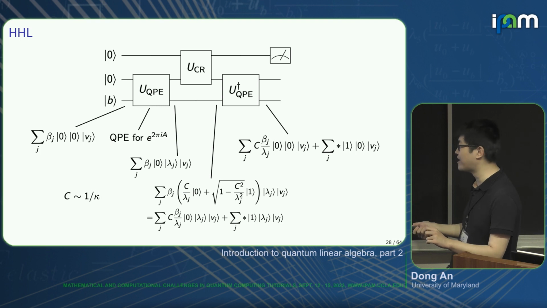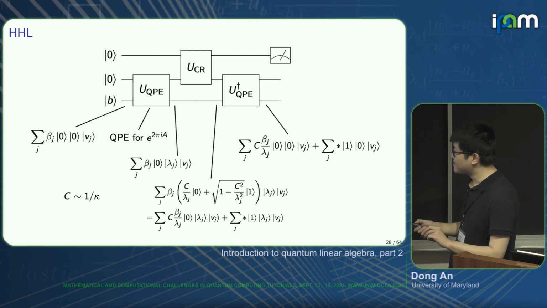This c can be something like 1 over kappa, because the eigenvalue with the smallest absolute value is something like 1 over kappa. And then we have this kind of rotation. After the rotation, what I get is some state like this. You can see that we now have something very similar to the desired final solution: beta_j over lambda_j times v_j, a superposition of everything like that.